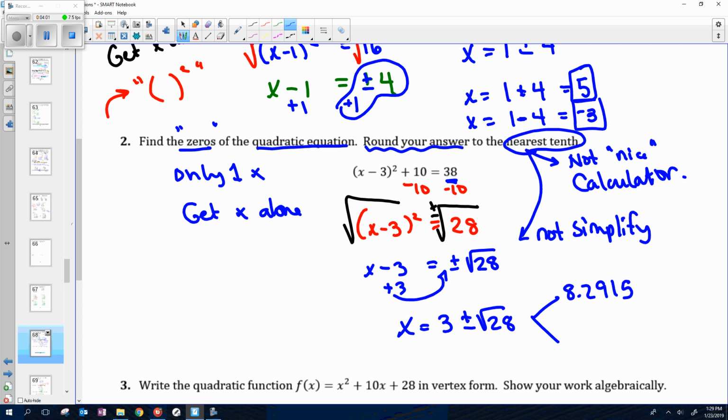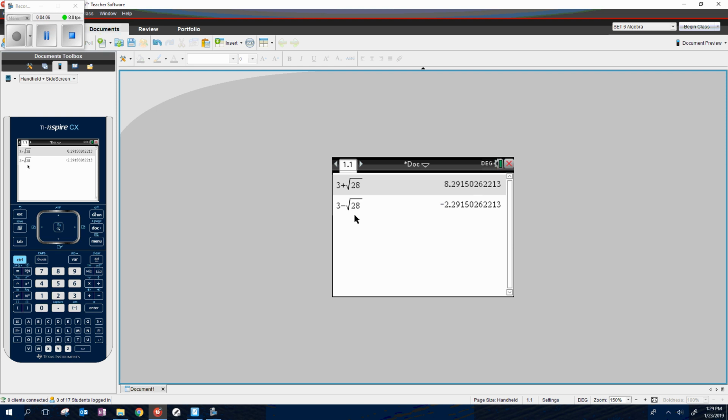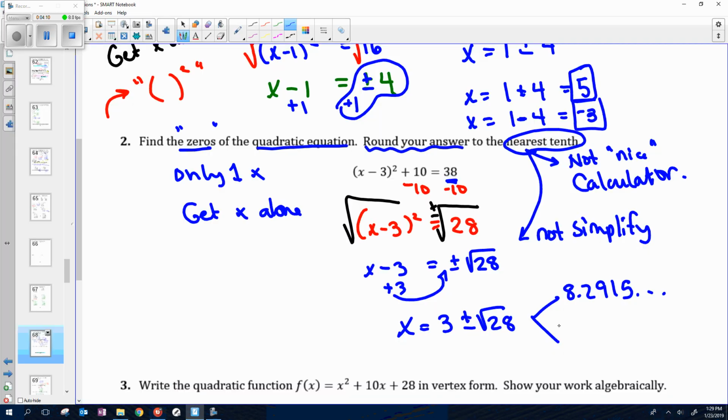8.2915, dot, dot, dot. I'll round in a second. Back to my calculator. 3 minus the square root of 28 is negative 2.2915, dot, dot, dot, dot. It said nearest tenth. Identify the number in the tenths position. Look to the right of it and determine whether that 2 should go up or stay the same. And it should go up, so 8.3 and negative 2.3.